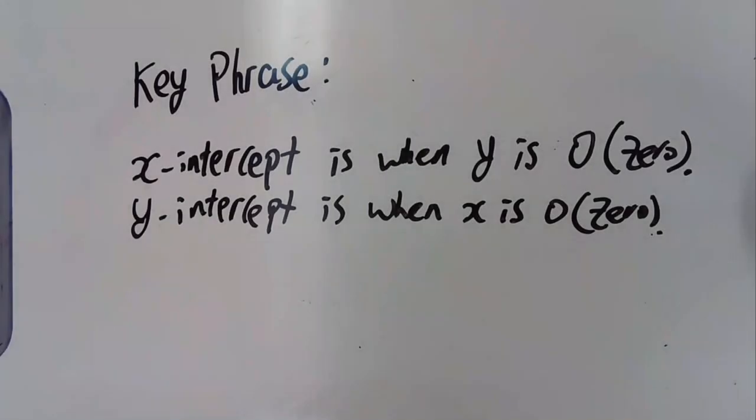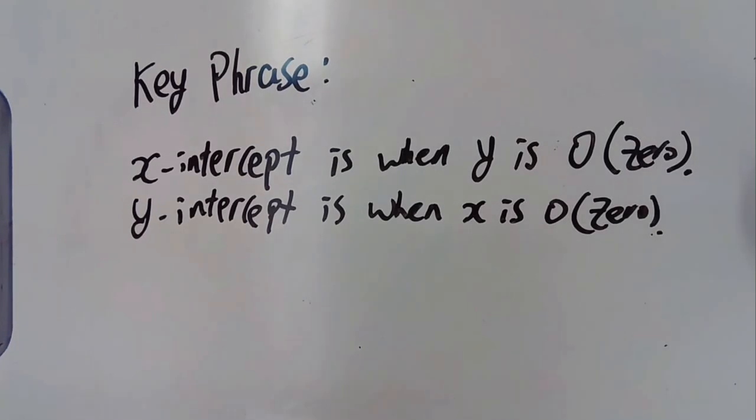Hello, this is Mr. Yoon, and today we are going to be learning about the intercepts of a function. And the key phrase for today is x-intercept is when y is 0, and y-intercept is when x is 0. I know this does not make a whole lot of sense yet, but please keep this in mind.